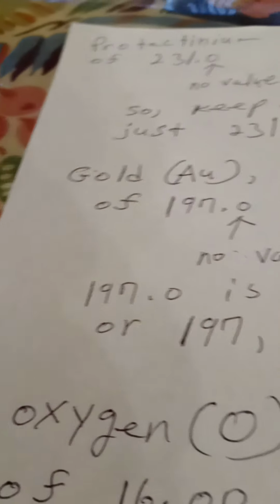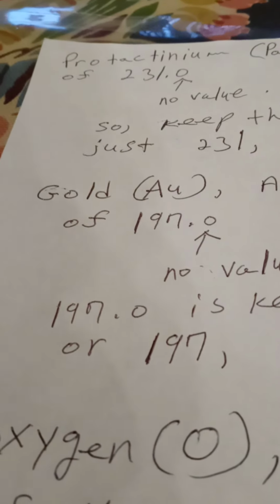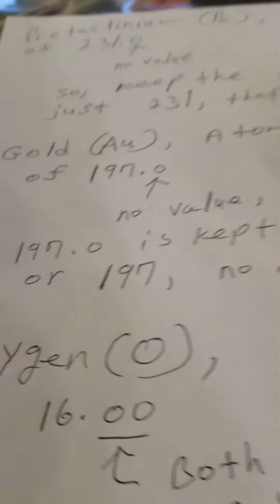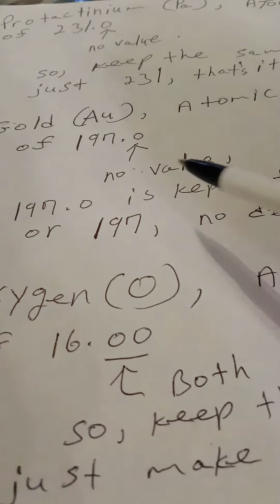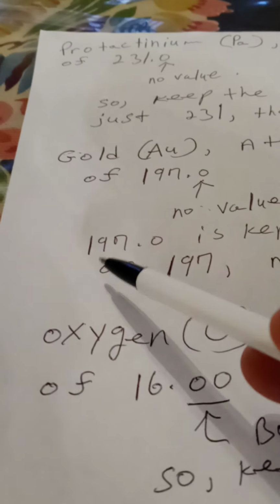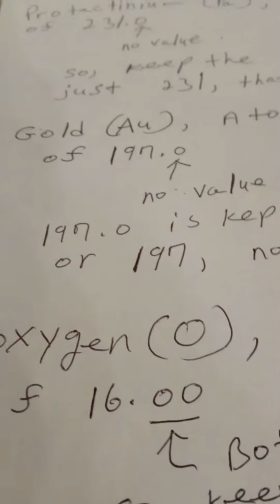We got gold. Gold, capital G-O-L-D, atomic symbol is capital A-U, and it has atomic mass of 197.0. The 0 on the right side of the decimal point has no value. We can keep it the same. We can say the mass of gold is 197.0. Keep it the same, or just replace it. Just take away the 0.0 and put 197. So gold's atomic mass is 197.